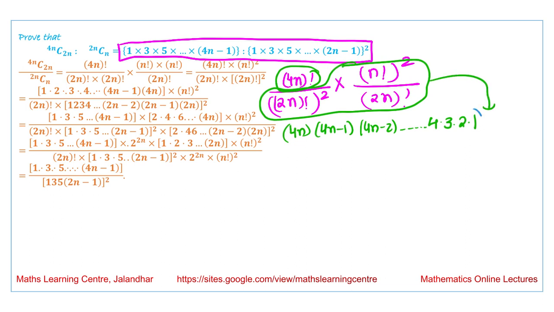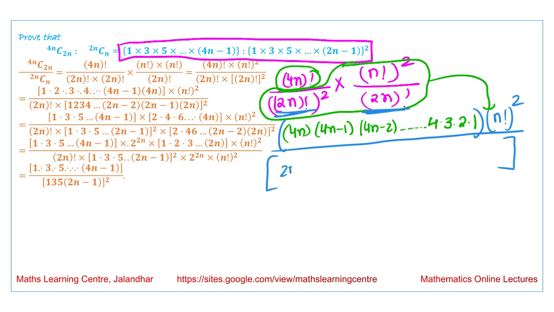Rest of the terms, all these terms will be there. So we are left in the numerator with (n!)². Now in the denominator we are having the term ((2n)!)³. We can write it as 2n into (2n − 1) into (2n − 2), so on up to 4 into 3 into 2 into 1, and it is whole cube over here.